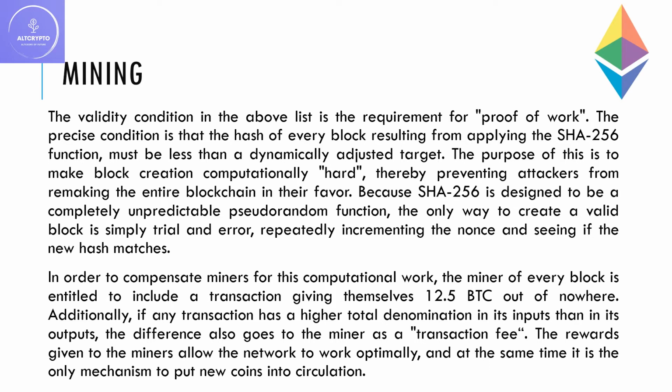In order to compensate miners for this computational work, the miner of every block is entitled to include a transaction giving themselves 12.5 BTC out of nowhere. Additionally, if any transaction has a higher total denomination in its inputs than in its outputs, the difference also goes to the miner as a transaction fee. The rewards given to the miners allow the network to work optimally, and at the same time it is the only mechanism to put new coins into circulation.